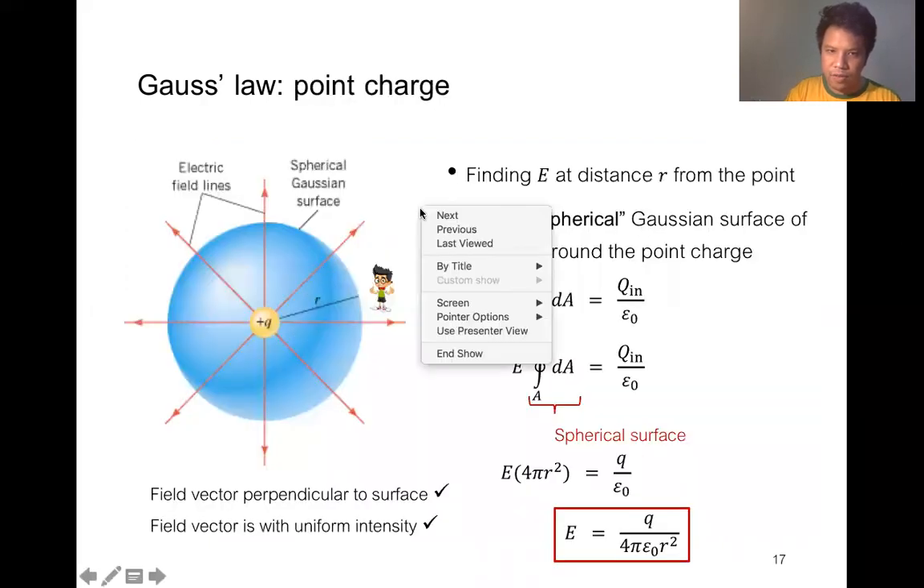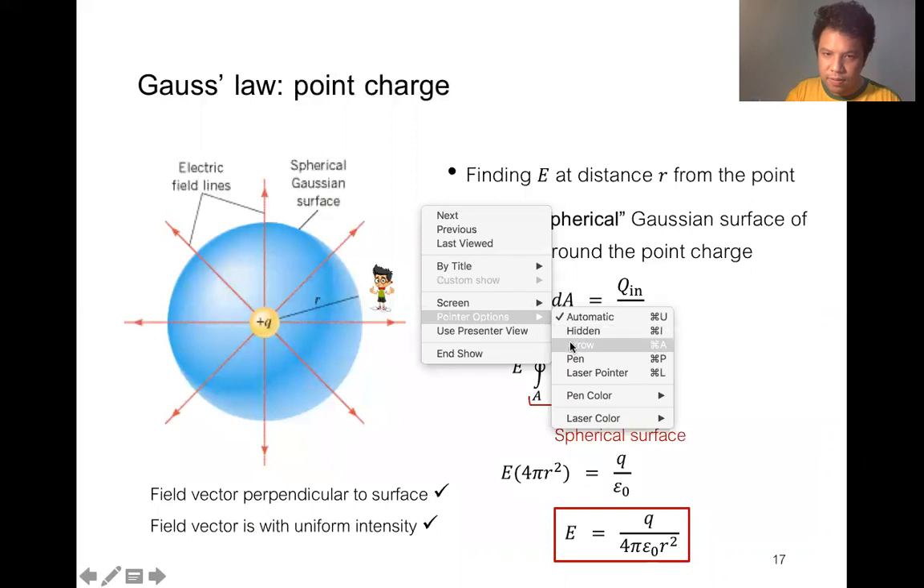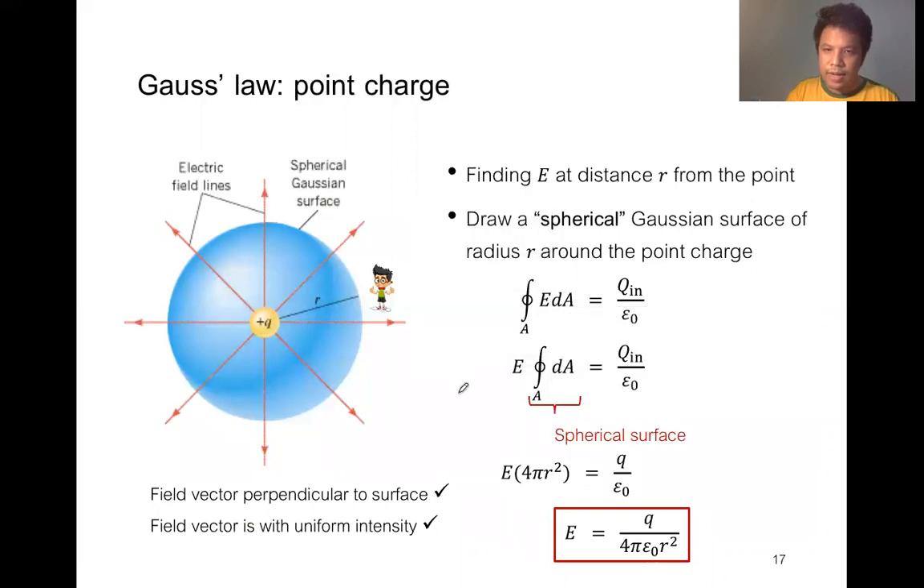Okay, so here are the electric field lines. And then we draw a Gauss surface. The Gauss surface is in blue. Let's check if the field vector is perpendicular to the Gauss surface. If we choose the sphere, the answer is yes.